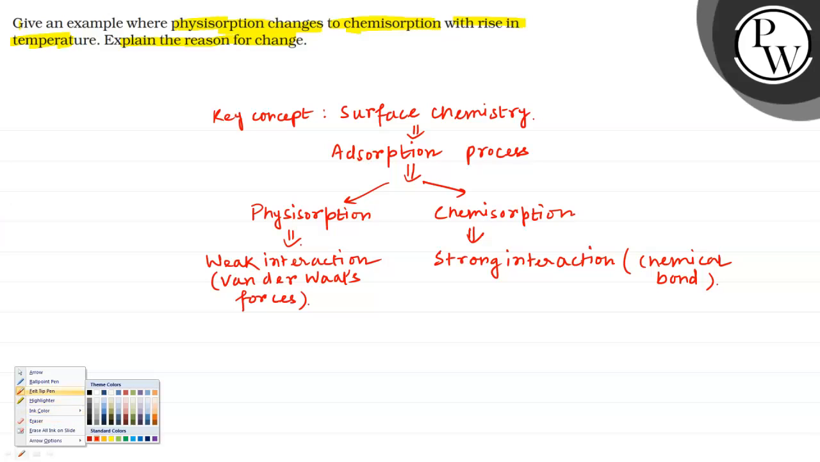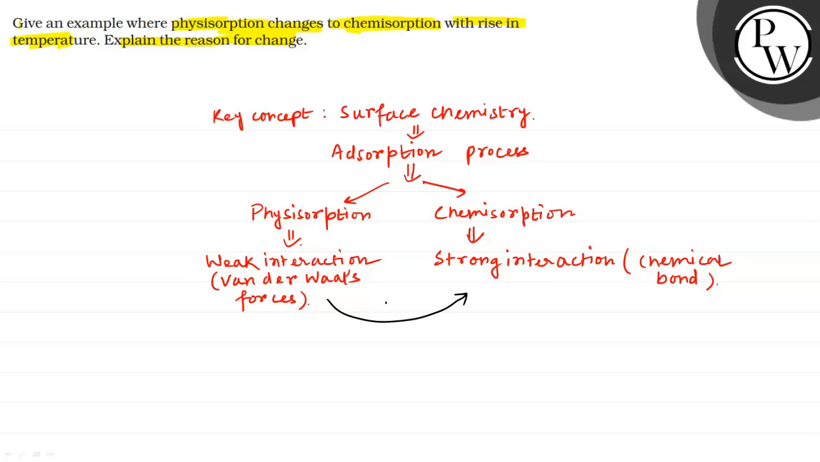Now in this question it is said that physisorption changes to chemisorption with rise in temperature. So what is seen is that when we raise temperature, physisorption changes to chemisorption. If we increase temperature, the physisorption process will change to chemisorption. Why? Because physisorption happens by weak van der Waals interactions of the gas molecules. So it requires low temperature, low energy. So when we increase temperature, the randomness of the gas molecules increases. So the adsorption process gets disturbed, right?